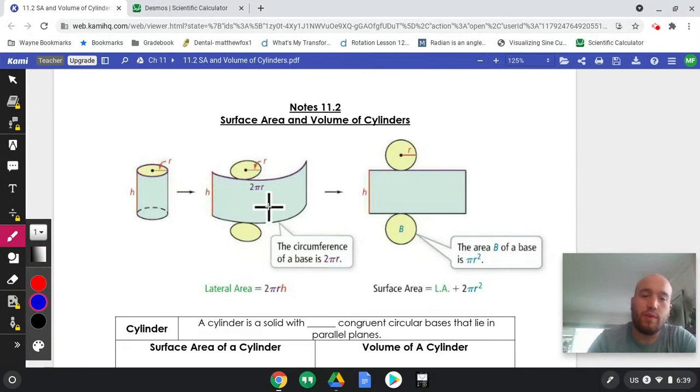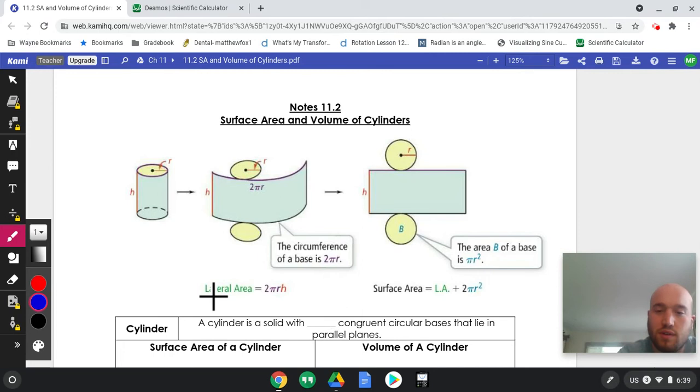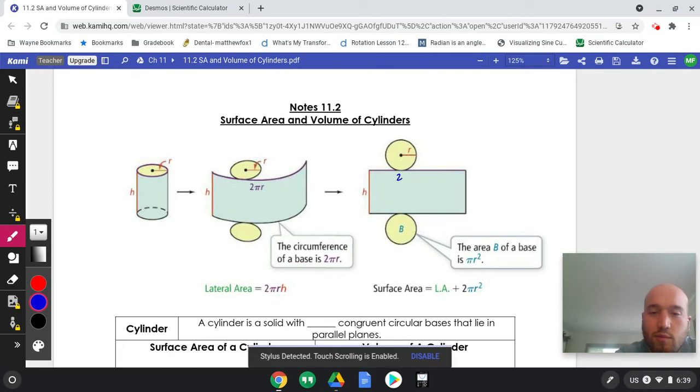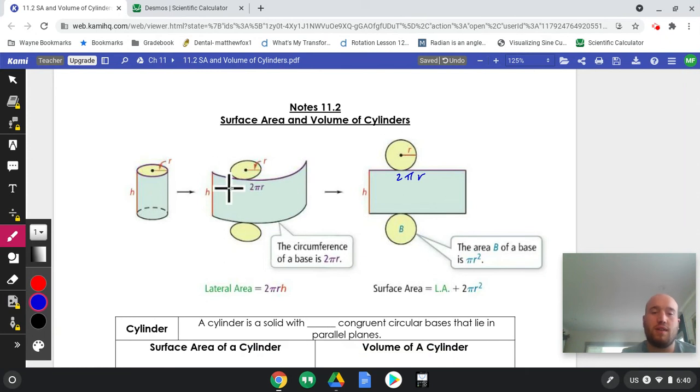The reason we can have 2 pi r along the top here, so even though it's right here, I could also put it right here. Remember, 2 pi r is our formula for circumference. And if we unroll this from around the base, that is the circumference of that circle. So whatever that r of the base is, the radius of the base, the circle on the end, that will go there, 2 pi r.